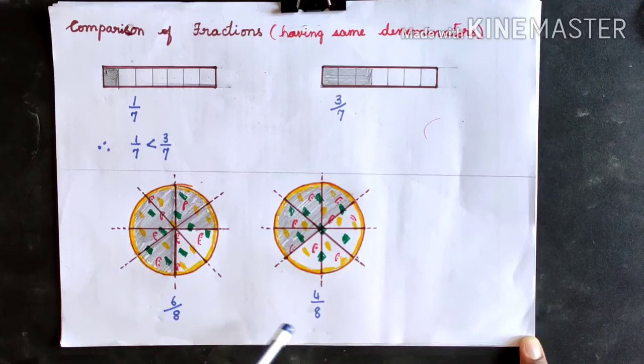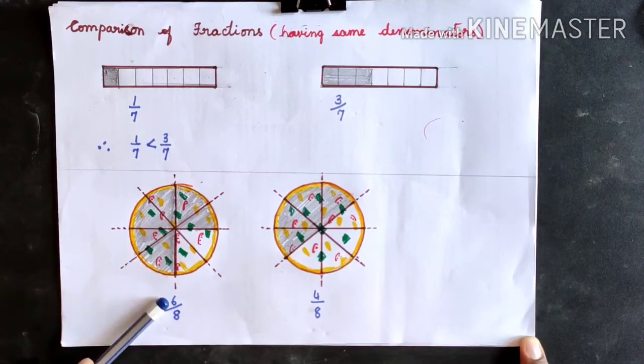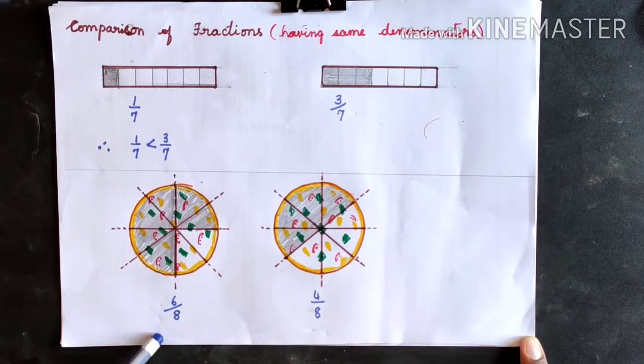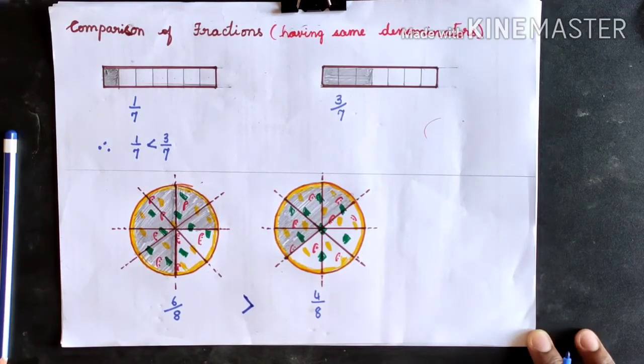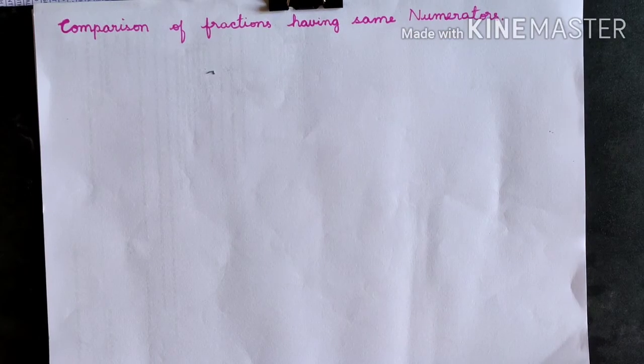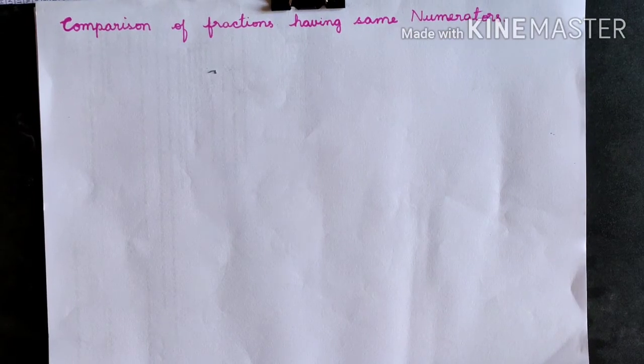Or when the denominators are same, you have to compare the numerators. Greater the numerator, greater the value of the fraction. So we can conclude 6/8 is greater than 4/8. So we learned how to compare the fractions if the denominators are same. Now how to compare the fractions if the numerators are same? Let us see a few examples first.